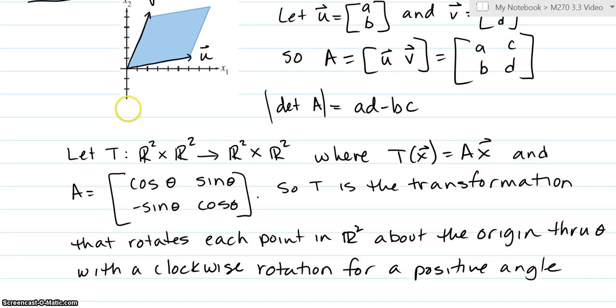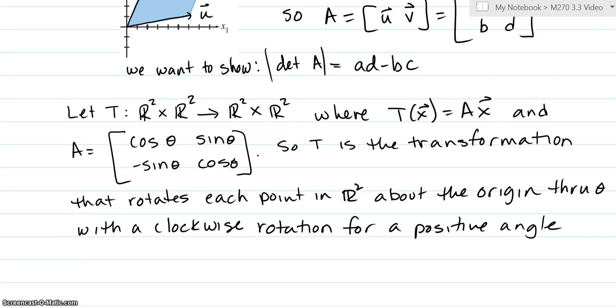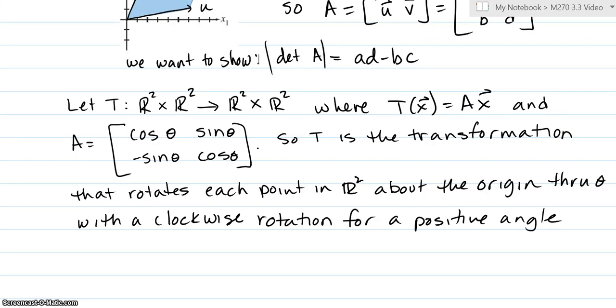By the way, I should have added, we want to show that the determinant of A is actually AD minus BC. By the way, if you let theta be a negative phi, you would end up with the formula that we had in the book for the counterclockwise. Okay, so let's go ahead and do that.